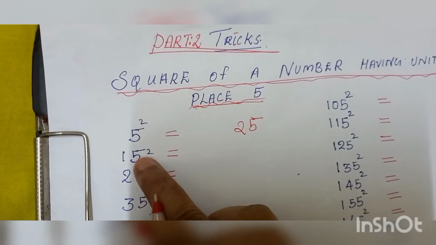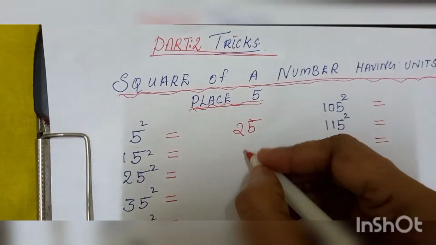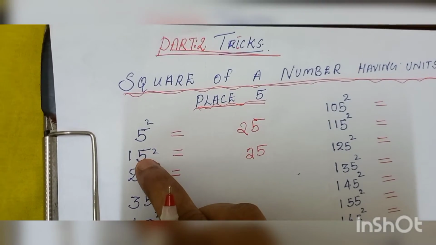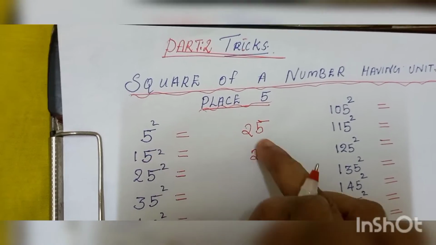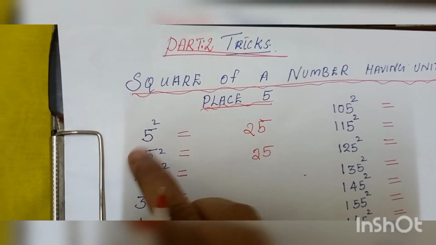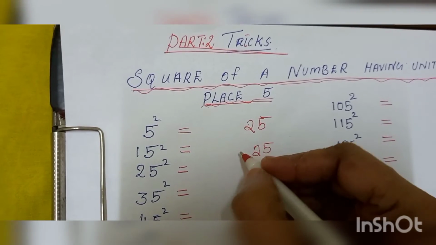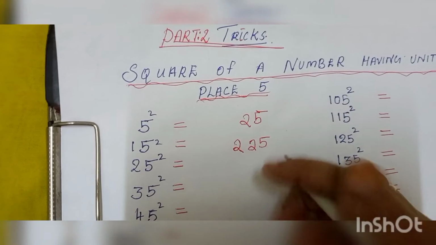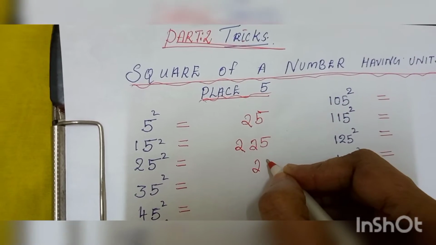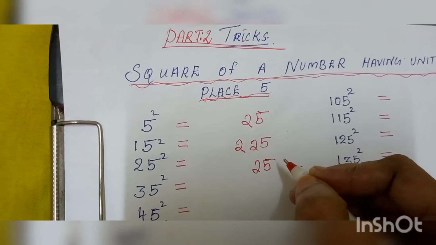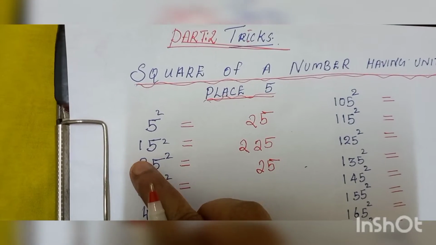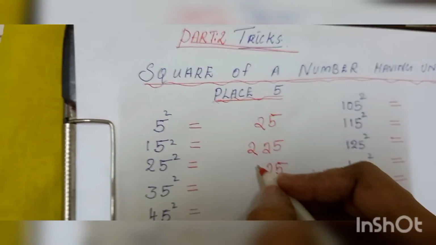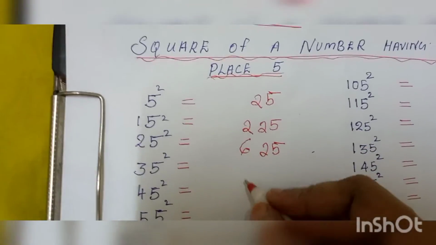You already know that. Then 115 square. So 25 first you write. So 15, 5 square you have to write 25. Then 1, what is the next number? 2. So we can write 1 into 2, 2. Then 5 square you have to write 25. Then 2, what is the next number? 3. So we can write 625, isn't it?